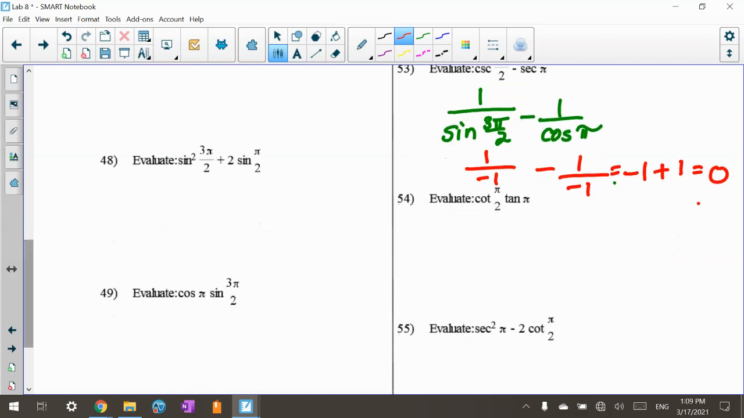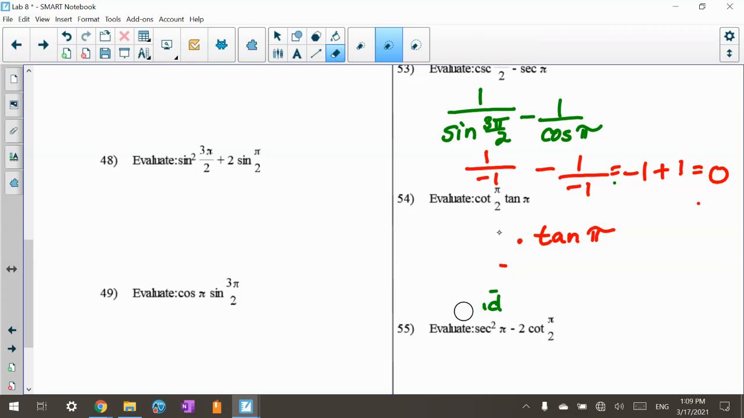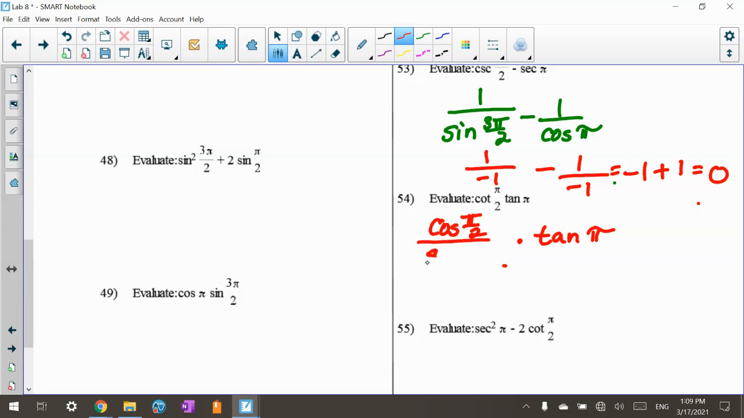Let's do 54. The cotan of pi over 2 is the same as saying 1 over the tan of pi over 2, times tan of pi. So then we're just going to fill in. The tan of pi over 2, I'm like, oh wait a minute, that's undefined. So I told someone, you can say that's 1 over undefined, and 1 over undefined is really 0. And they're like, I don't get what you're saying. So then I said, well, what if I did this? You know that tangent is sine over cosine, so I know cotangent is cosine of pi over 2 over sine of pi over 2. Let's write it that way instead.